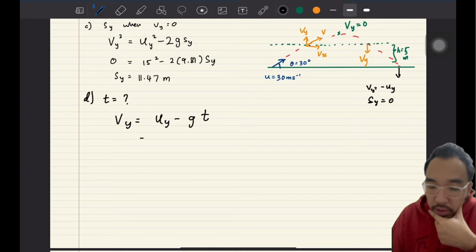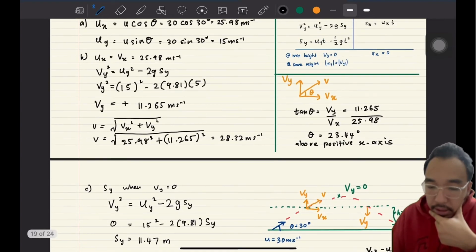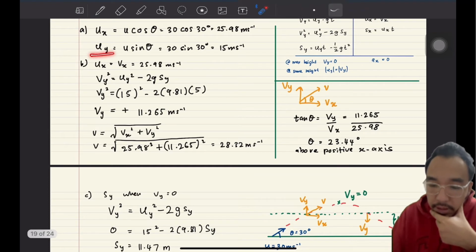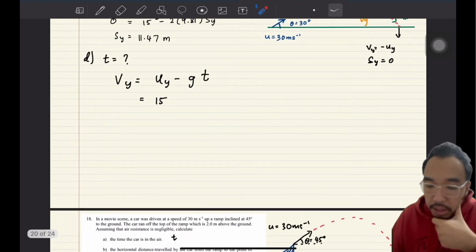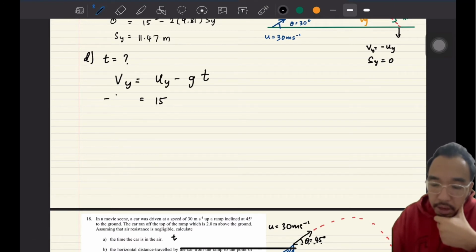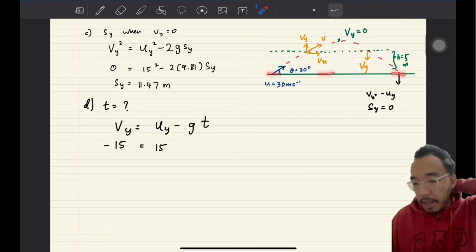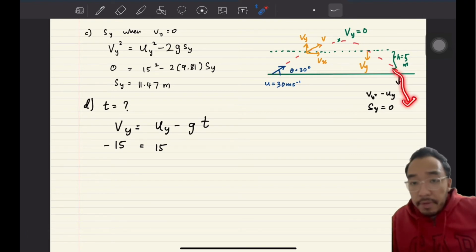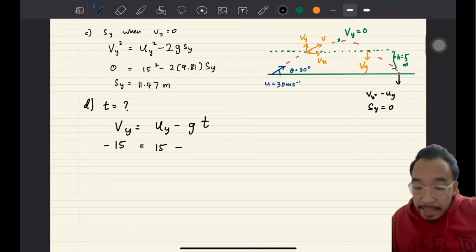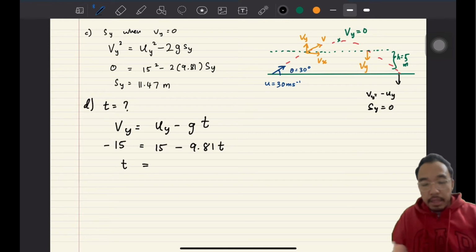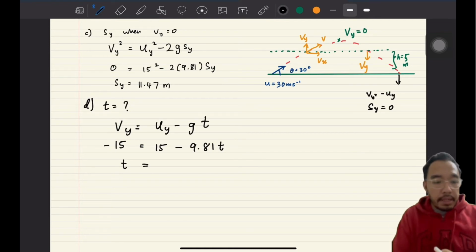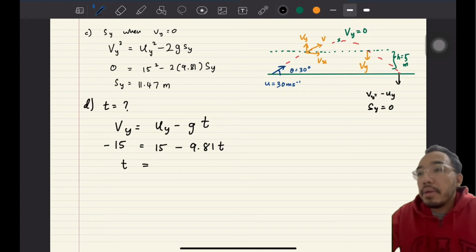You do know that Uy equals 15. Let me double check. Here, Uy equals 15. So it is pointing upwards, right? But Vy is pointing downwards. Be careful, this is only valid because it is at the same height. In a different question, if it goes a little further downwards, you cannot use this method. You have to use Sy, there's no other way. So negative 15 equals 15 minus 9.81 T. It will be negative 30 divided by negative 9.81. You should get 3.06, which is correct.